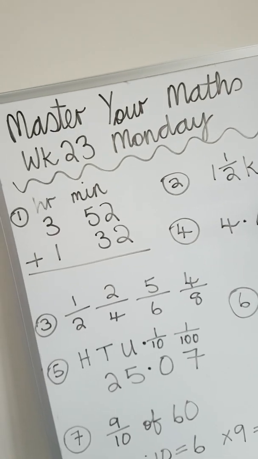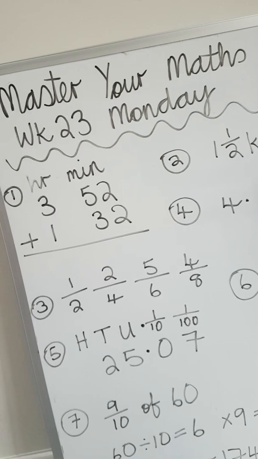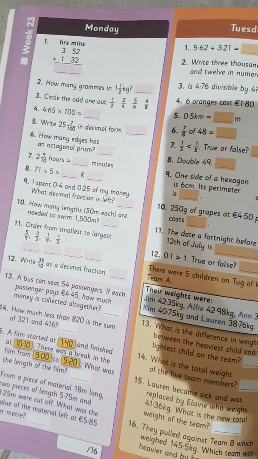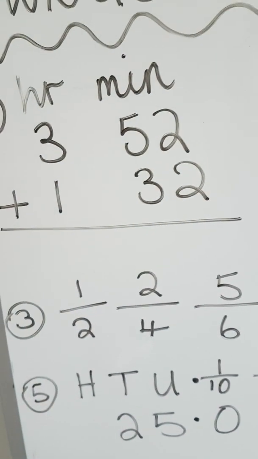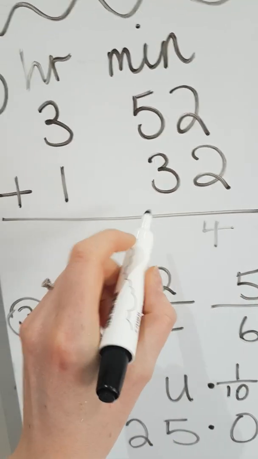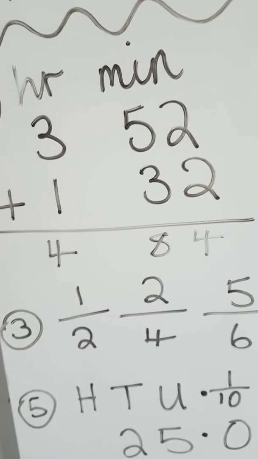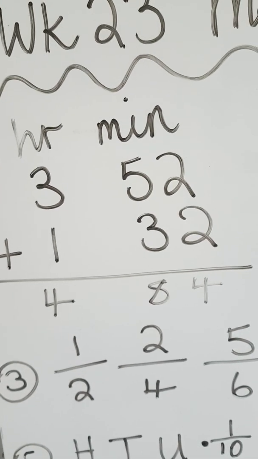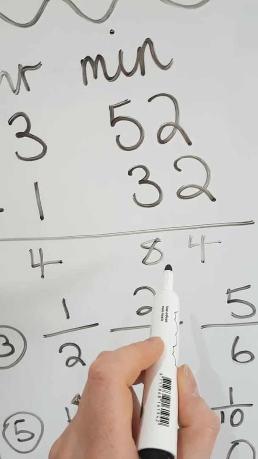Everyone, so I'm going to be doing the corrections for Monday's Master Your Maths from week 23. So question 1 was 3 hours 52 minutes plus 1 hour and 32 minutes. So I have it written up here on my board, so I'm going to start adding now. 2 and 2 is 4, 5 and 3 is 8, 3 and 1 is 4. So 4 hours and 84 minutes, but obviously we have another hour in here, so we can convert it over.